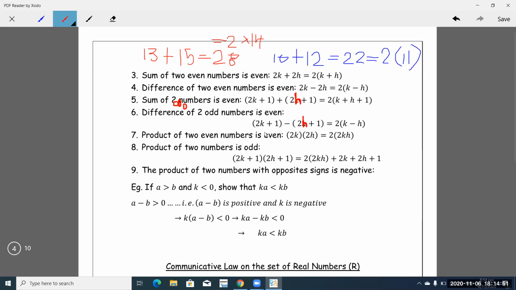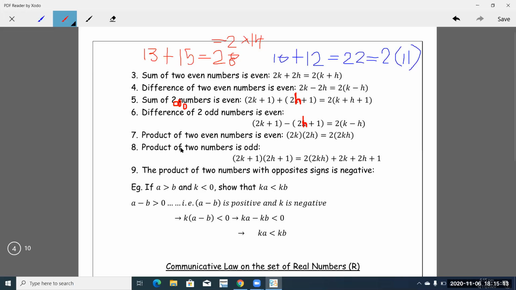Then the product of two even numbers, they say, is also even. Because if you multiply two even numbers like 4 times 8, that's 32. 32 is also even. So if we multiply 2k times 2h, we're going to get 2 times 2kh, which is 2 times a number, which is still even.